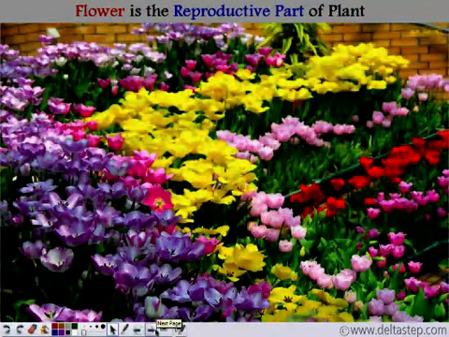So we see when there were no flowers, there was no future generation. From this, we can conclude that the flower is the reproductive part of the plant.